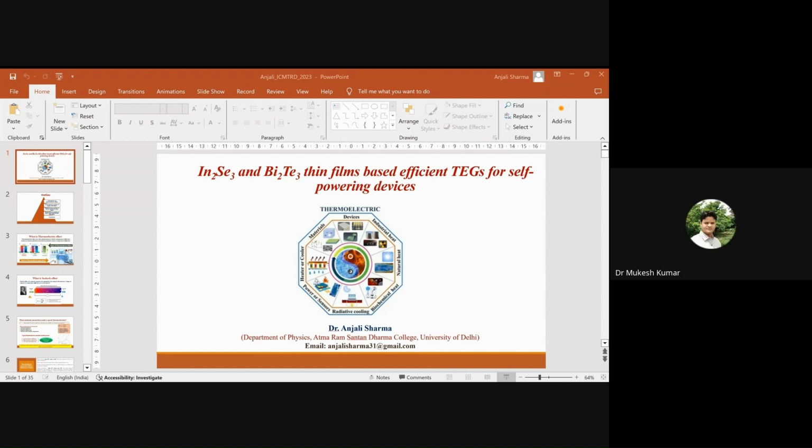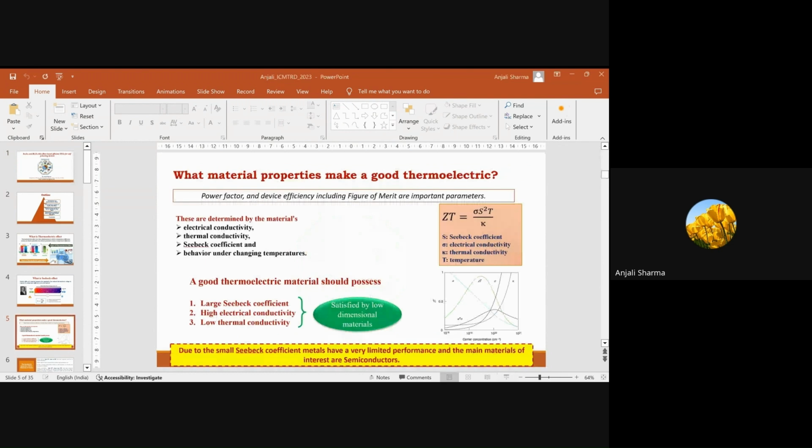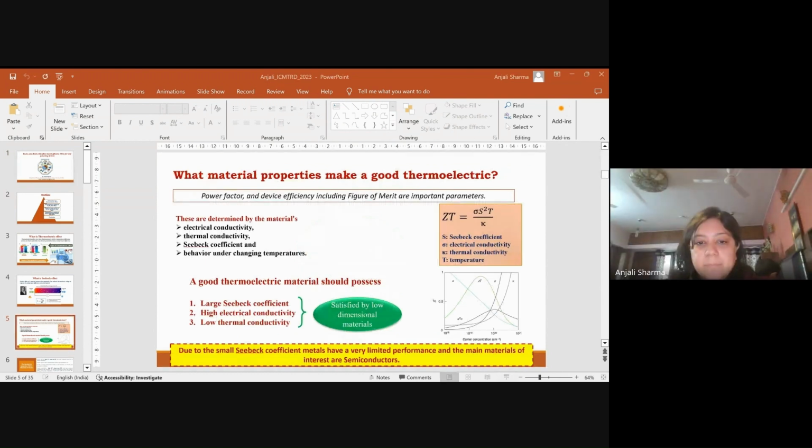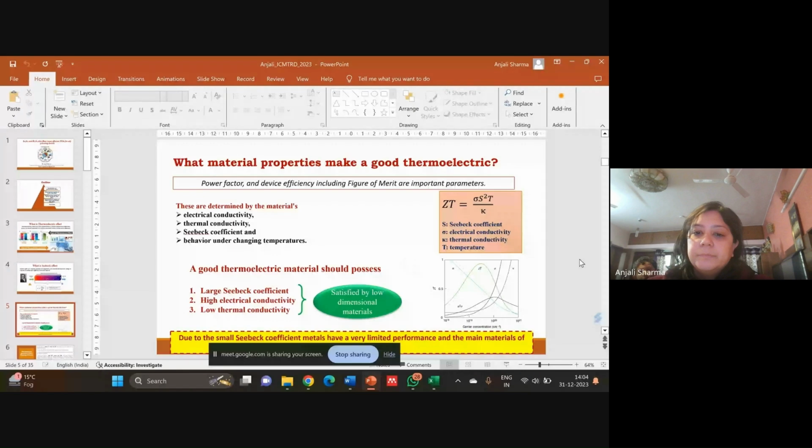Slides are not moving. Slides are not moving? Okay, sir, I'll just... Sir, is it visible now? Is it visible now, sir? Yes, visible.